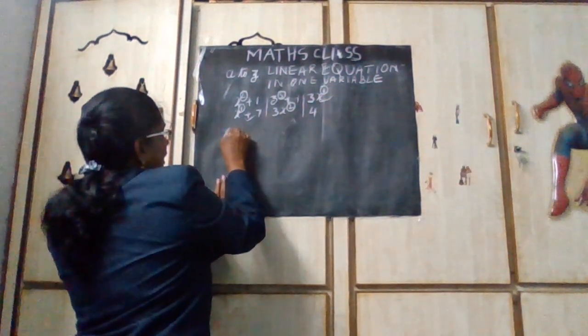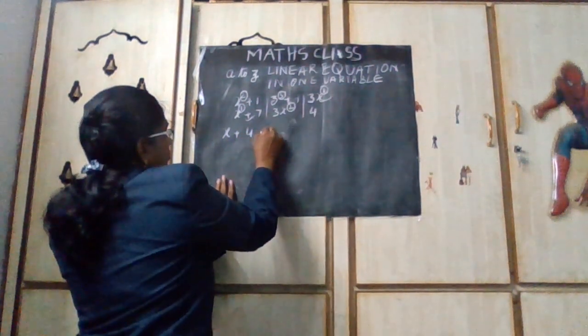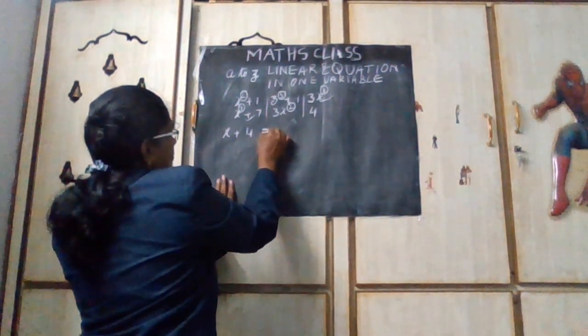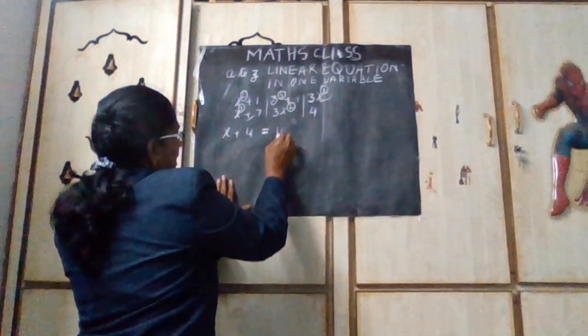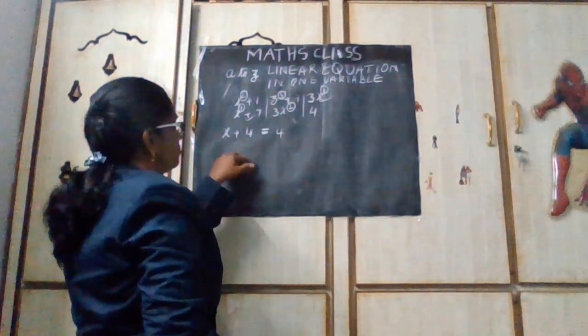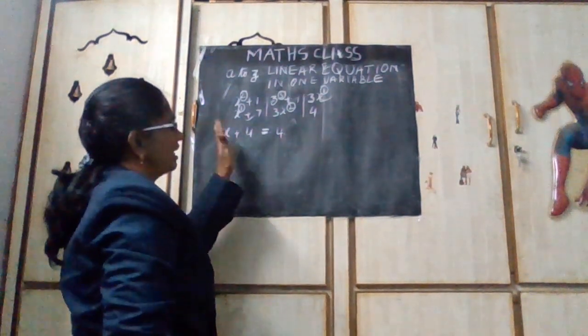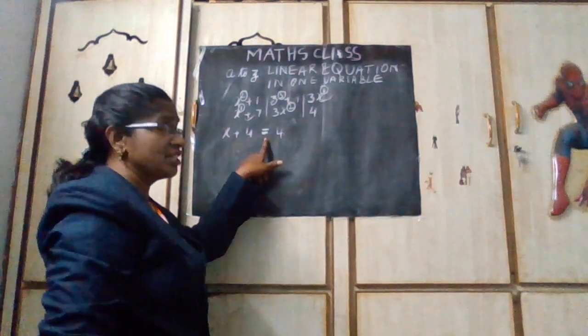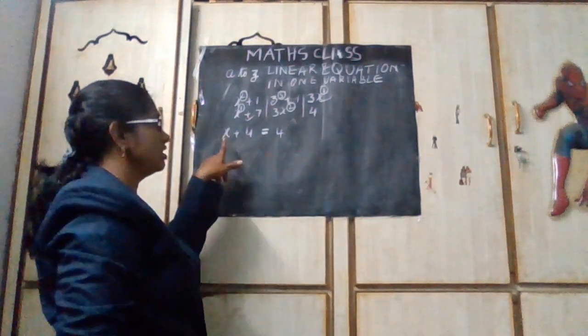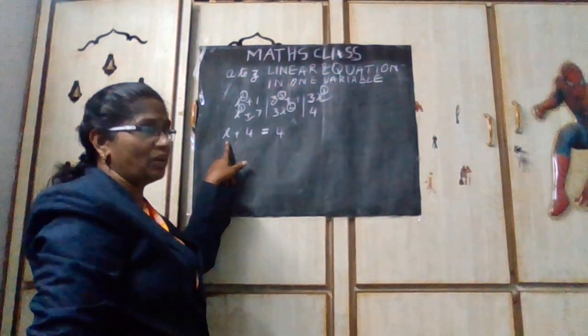An equation is nothing but an expression connected by the is equal to symbol, which has both sides, LHS as well as RHS. LHS means left hand side. RHS means right hand side. It is connected by which symbol? Is equal to. How many variables are there? One variable is there.